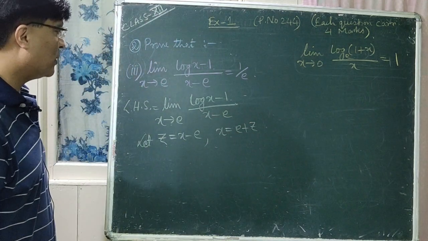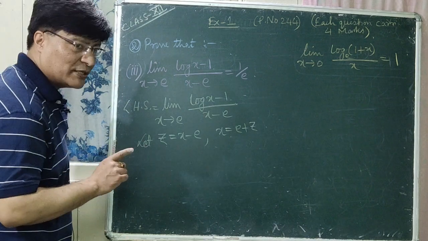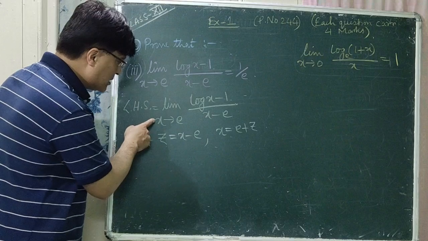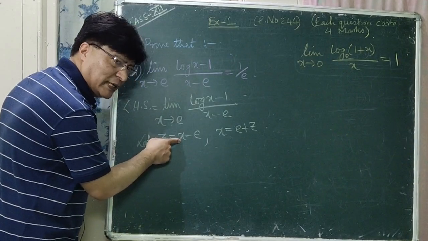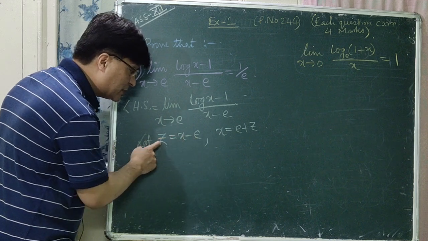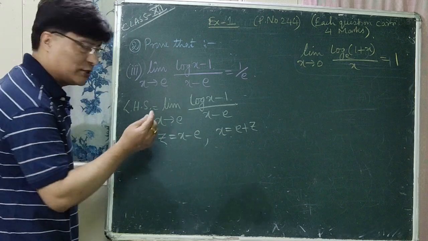X is equal to, what is here? It is e plus z. Now we have to change the limit. You know how to change the limit, isn't it? So it is given x tends to e. Suppose if you put x is equal to e, what do we get? e minus e is 0. That means z is equal to 0. So whenever x tends to e, z tends to 0.